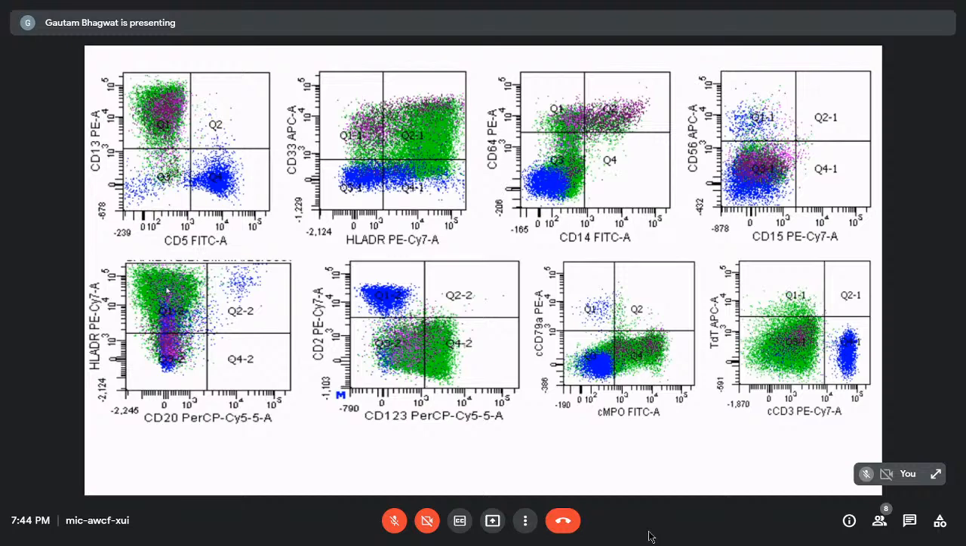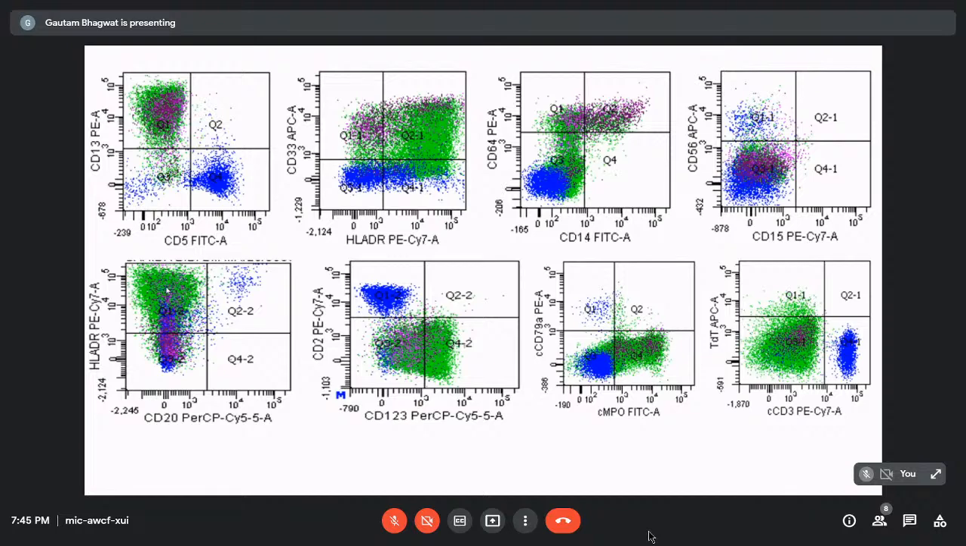Now, once we get this, usually we tend to put CD14 and CD64, which are the monocytic markers, just to see whether there is any monocytic differentiation also present along with the myeloid blast. So you could have two types of blast, the myeloid blast as well as the monoblast.